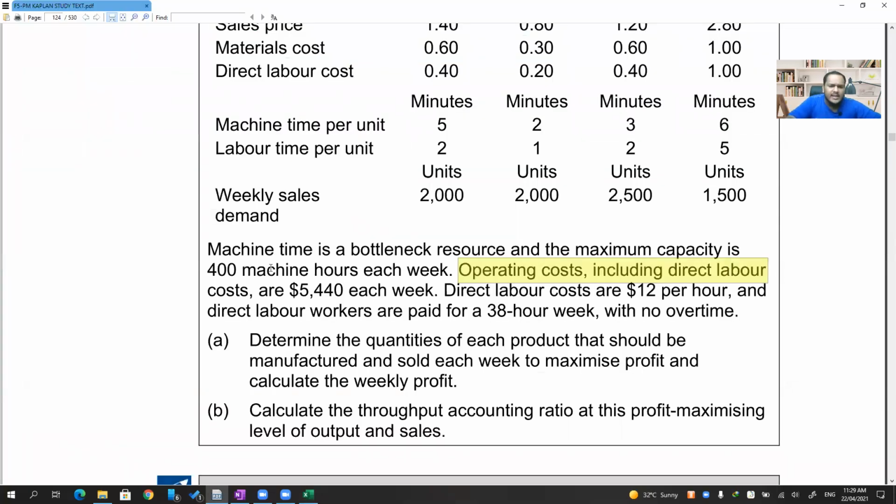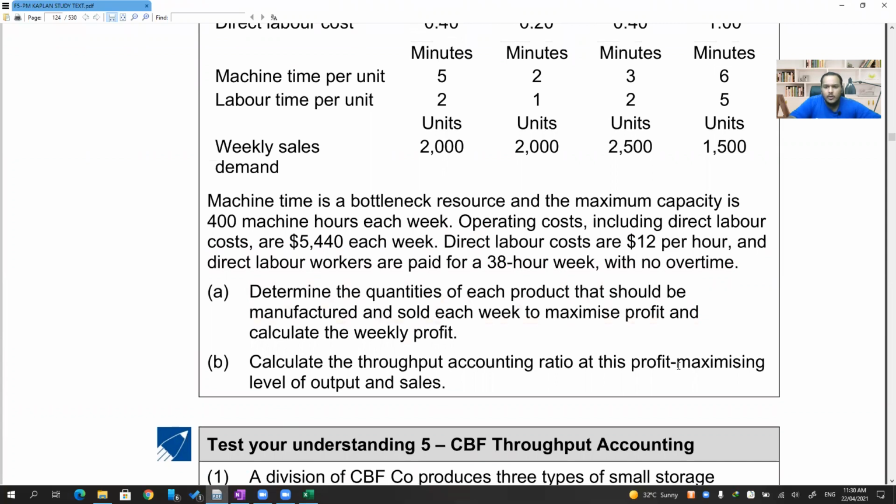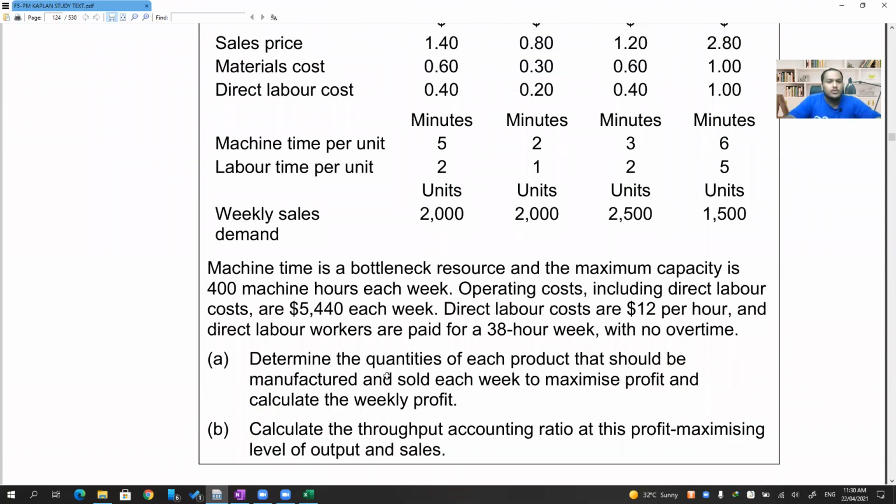Operating cost, including direct labor costs, are 5,440. I don't need to know the direct labor and all that stuff. Determine the quantities of each product that should be manufactured and sold each week to maximize the profit and calculate the weekly profit. Calculate the throughput accounting ratio at this profit maximizing level. Okay. Chalo, very quickly, I'll do this question for you guys.